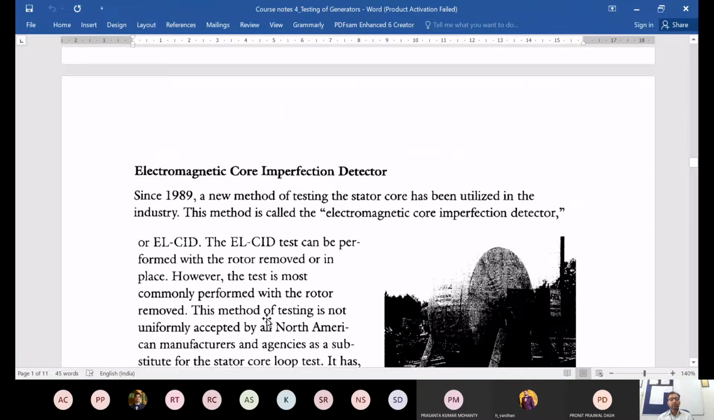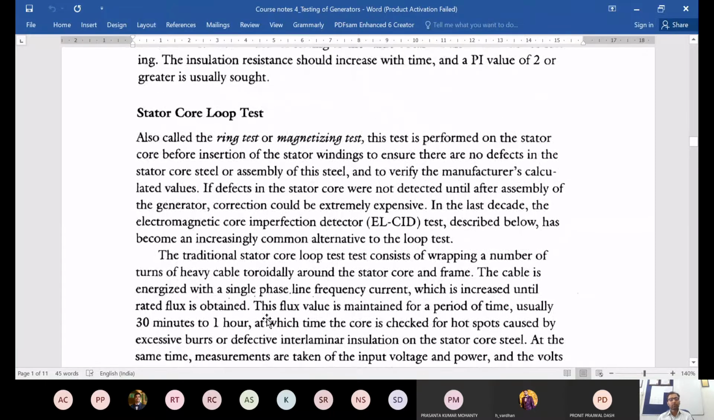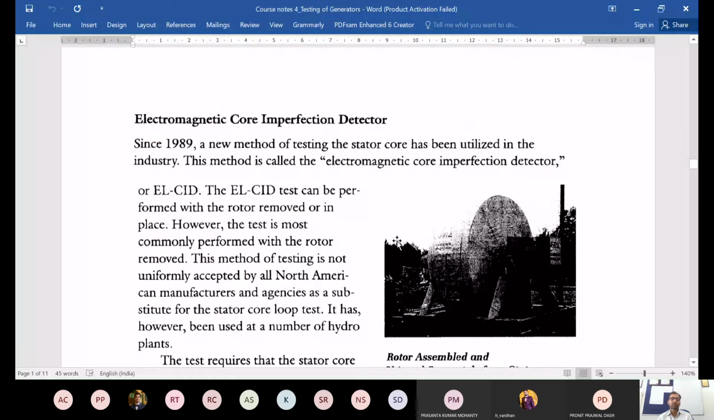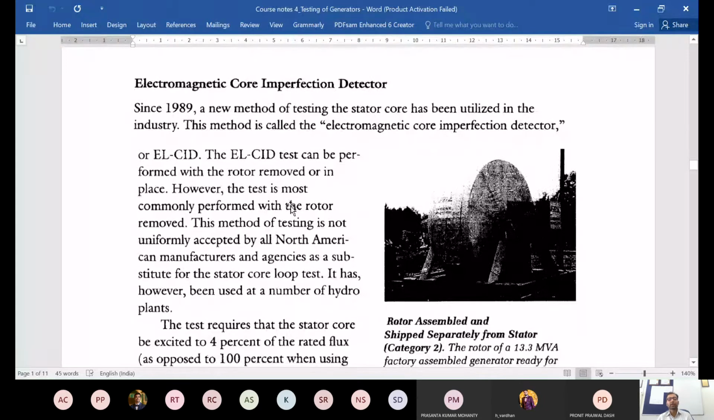As we discussed in the last class, the stator core loop test is somewhat outdated, and it was what was traditionally used for testing the stator core. But there are now better and improved methods like the ELCID, electromagnetic core imperfection detector test. This is usually preferred these days for testing the core of the stator. ELCID was introduced around 1989, and it is a new method for testing the stator core.